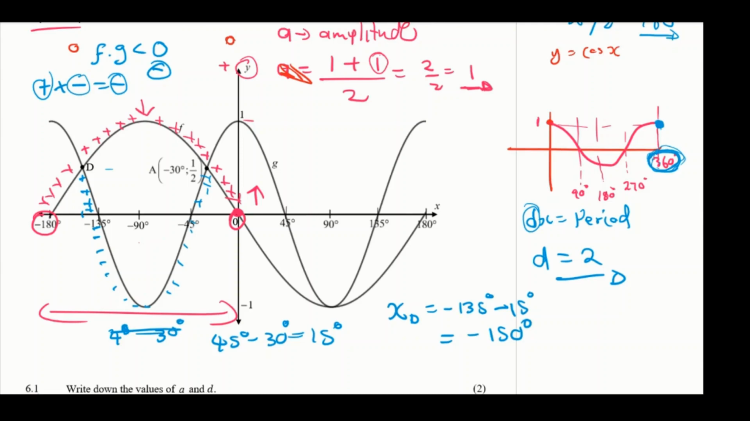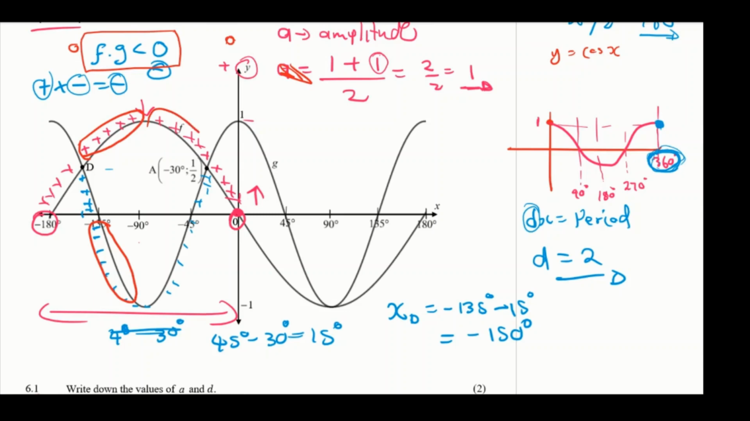Take a look at this portion here. It's positive. This portion of the graph is positive. So if you were to multiply it with this portion here, a positive multiplied by a negative gives you a negative solution. So that's where this happens, right? When you multiply the graph of g and the graph of f, it gives you a negative solution.